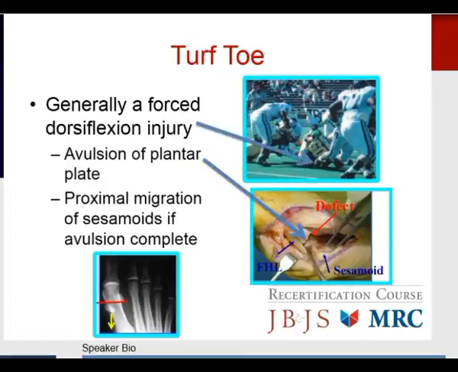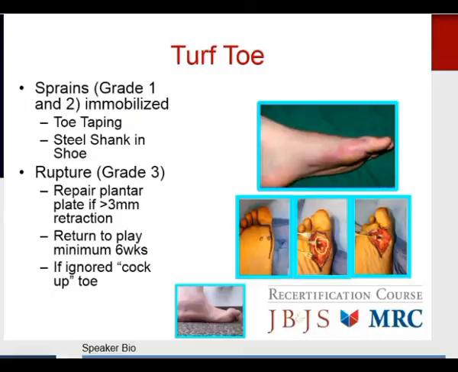This is a traumatic injury that occurs in some way, shape, or form from that forced dorsiflexion that creates subsequent pathology that can become devastating for the athlete, or specifically the running athlete. There are a variety of grades of turf toe.